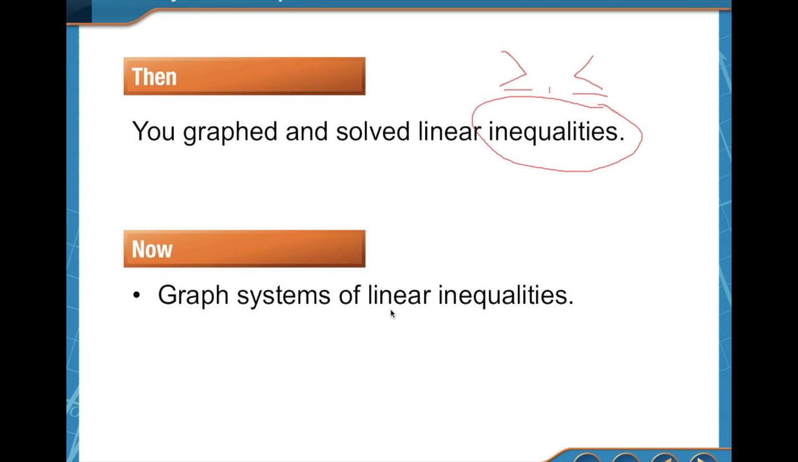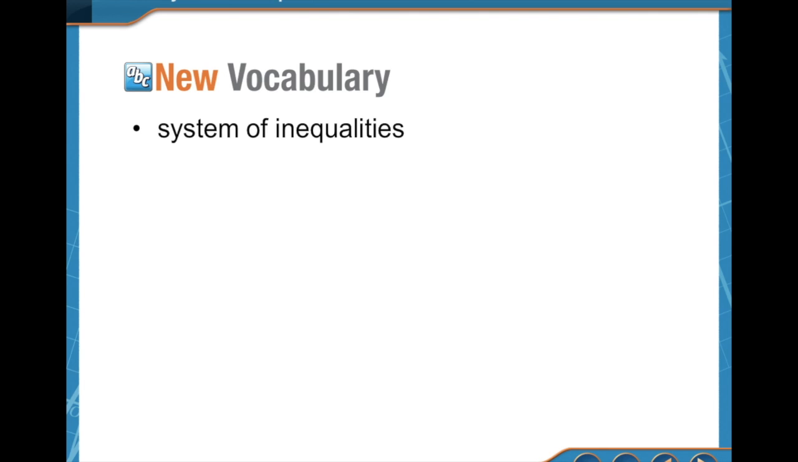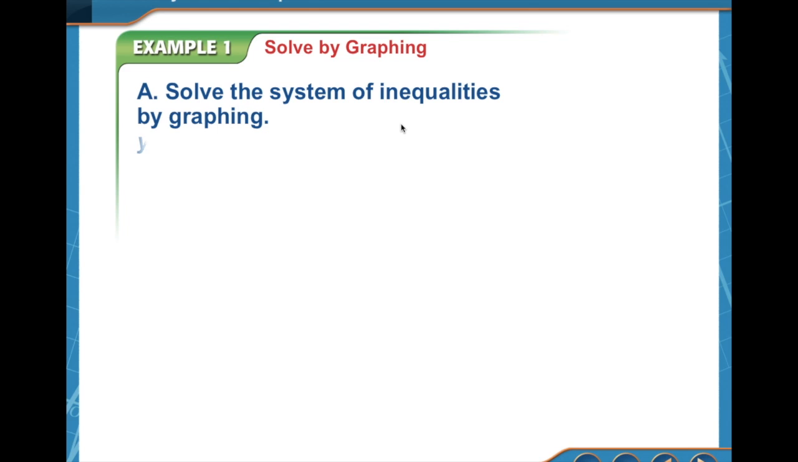In the past, we solved one of these at a time. Today, we're going to solve more than one inequality at the same time. So when we draw our picture, instead of just having one line, now we're going to have two. That's the big difference. We talked about systems of equations, so today we're talking specifically about systems of inequalities, meaning a greater than or less than sign. So let's look at a first example.